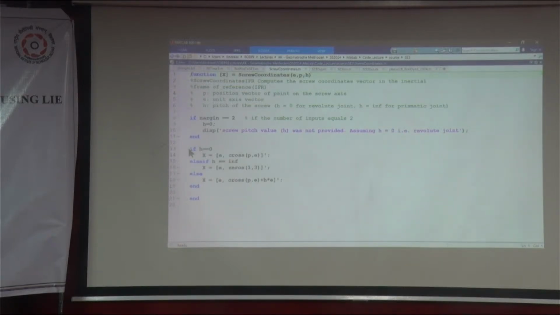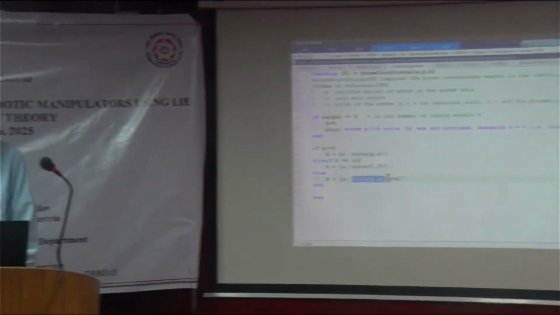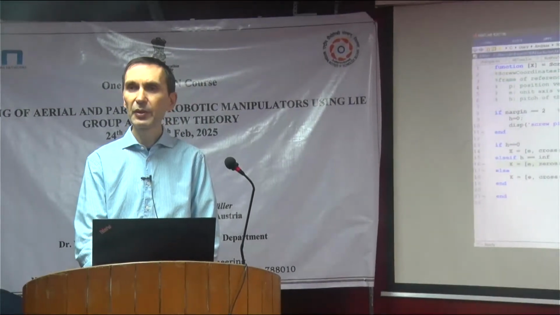So when the pitch is 0, so you know MATLAB, right? The arguments are E, P, and H: the unit vector, the position vector, and the pitch. And it returns the screw coordinate vector. The screw coordinate is E, and then the cross product of P and E, if the pitch is 0. Essentially, that's a special case of the last one. The general case was the vector E, then the cross product of P and E, plus the pitch times E. Now, the special case here is, what if the pitch is infinite?